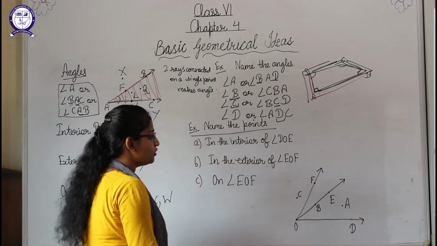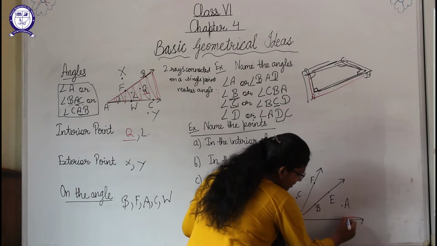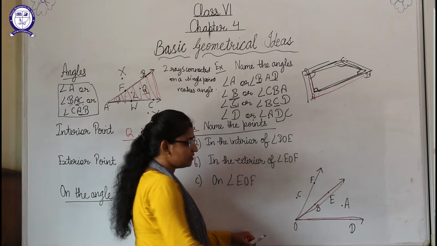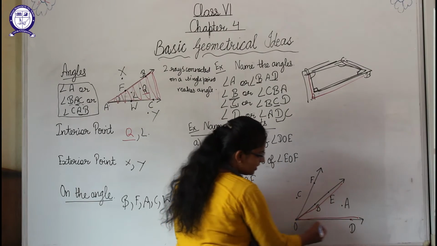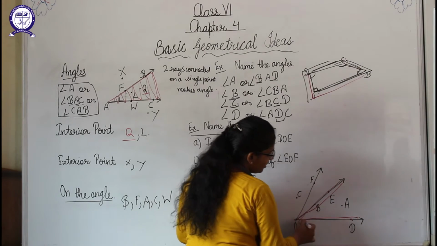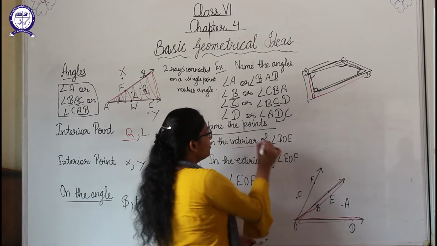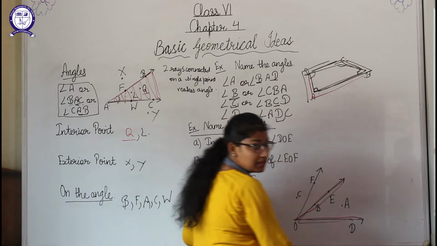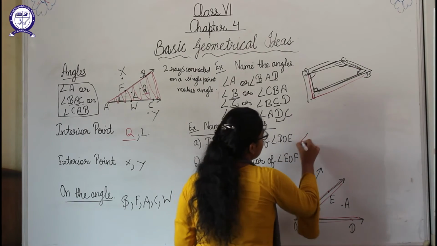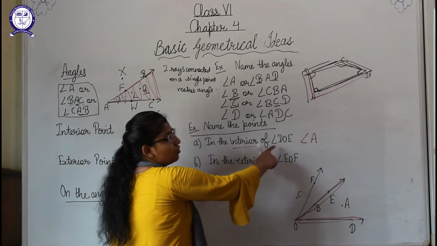So students, first of all, you should know what is the angle DOE here. This is the angle DOE. D is this one point, E is this point, so we are talking about this one angle. Okay, so in the interior, what is in the interior of this angle? Angle A is in the interior. So we will write that angle A is in the interior of angle DOE.